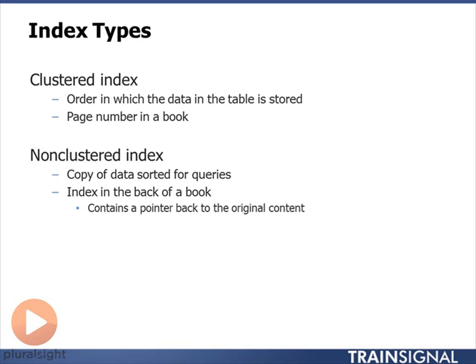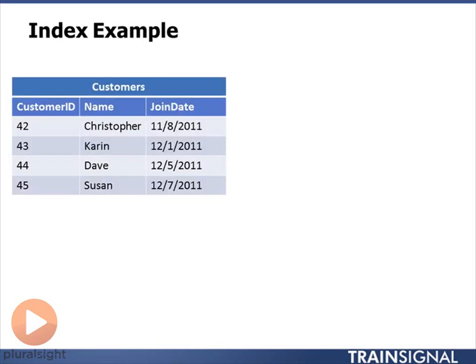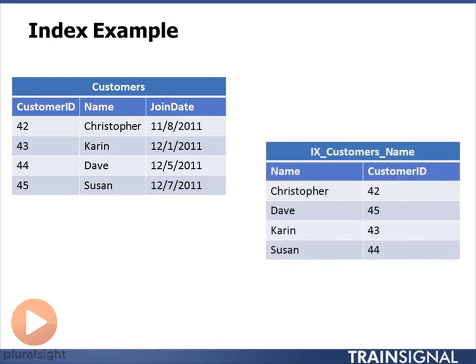I think the simplest way to put together indexes is to take a look at a visual example. Imagine, if you will, that we had a customers table. So I've got my customers table with my customer ID, my name, and my join date. Over on the right-hand side, I have a non-clustered index. Now, as a real quick side note, you'll notice the naming there. Most indexes will be named with IX, short for index, underscore, the name of the table, underscore, and then the name of the column or columns that are involved in the index.